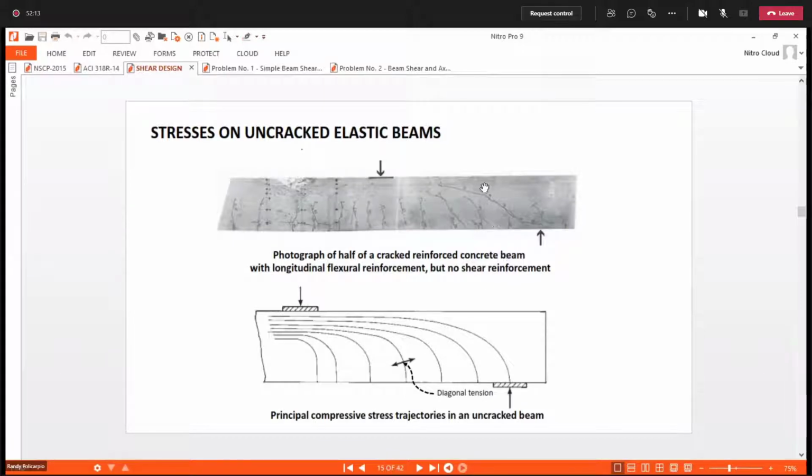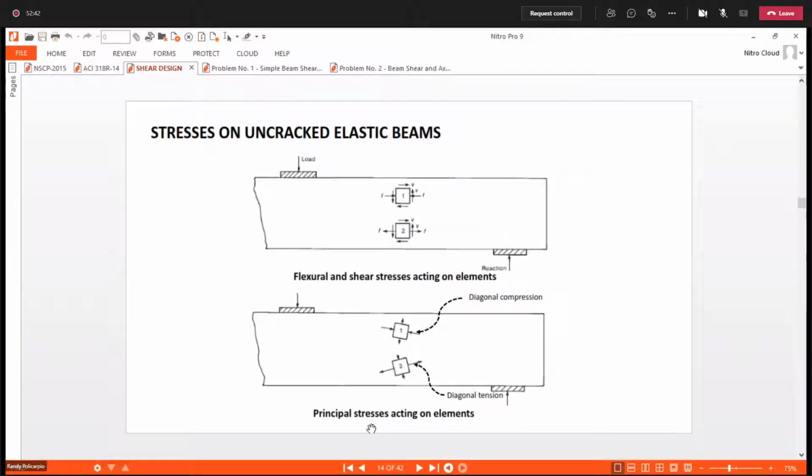So that is about why cracks are formed. And why is it their direction is diagonal? Okay, because of this. So ito yung kanyang pinaka-theoretical. This part now, this plotting of the compressive stress trajectory is actually the theoretical part.